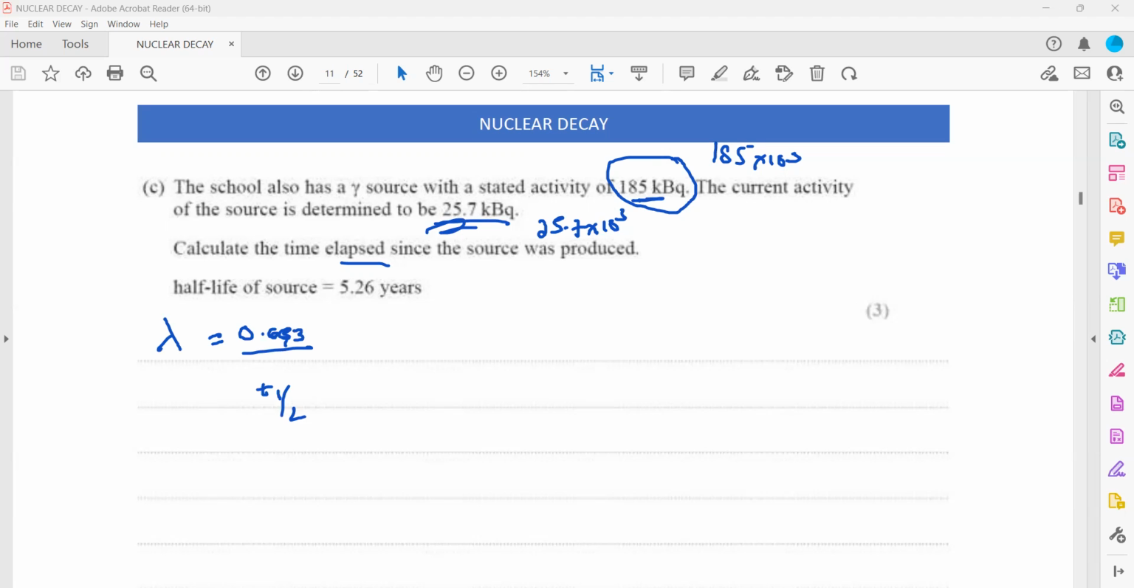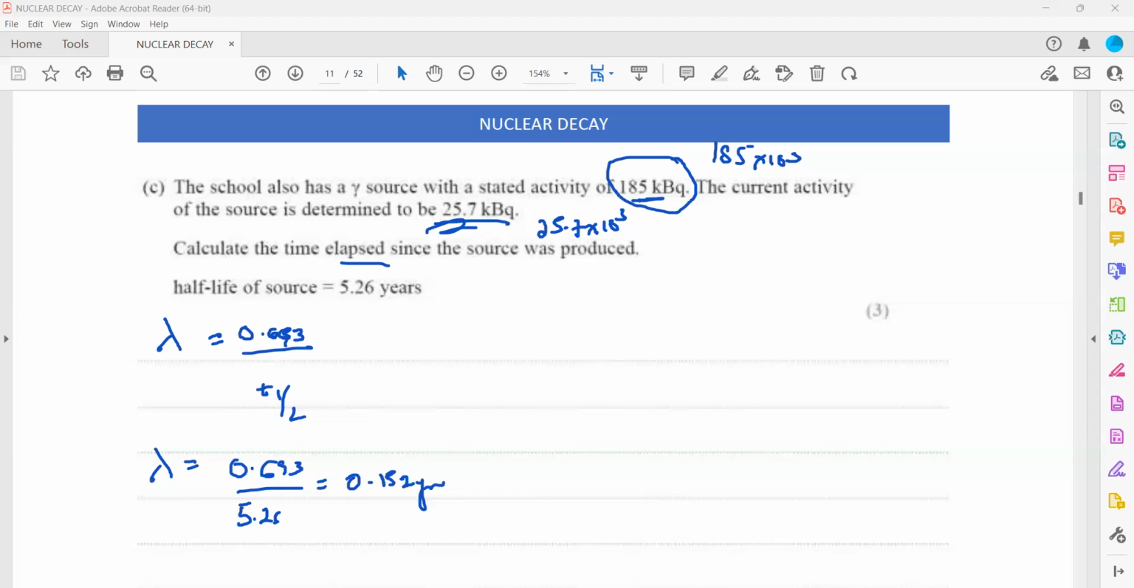If the unit of time is, for example, years, we can convert into seconds, but if you don't convert into seconds, that's also fine, because the final answer will be in years. If you convert the time into seconds, then the final answer will be in seconds. First, we work out lambda: 0.693 divided by T half, which is 5.26 years, gives 0.132 per year.